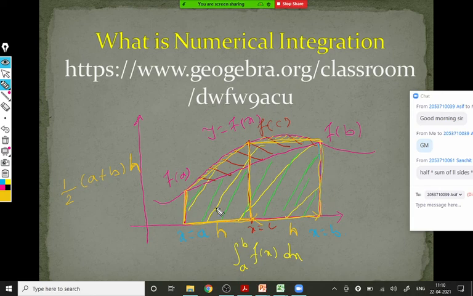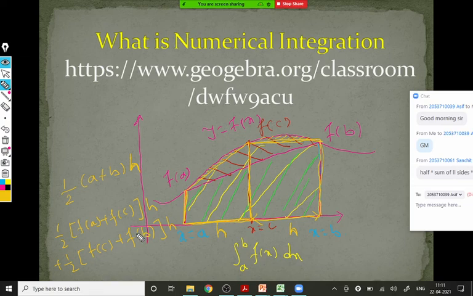So you will get the area of the first trapezium as 1/2 [f(a) + f(c)] times h. Similarly, you will get the area of the second trapezium as 1/2 [f(c) + f(b)] times h. Any doubt up to here? I just calculate the area of this first trapezium and then the area of the second trapezium, and then add them.